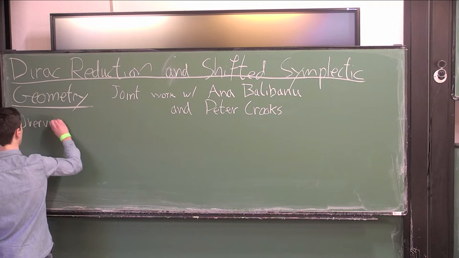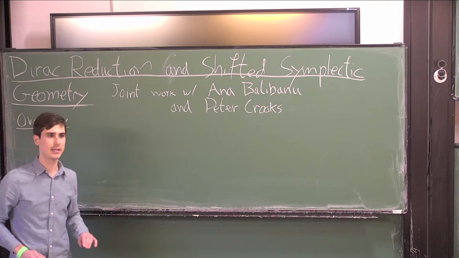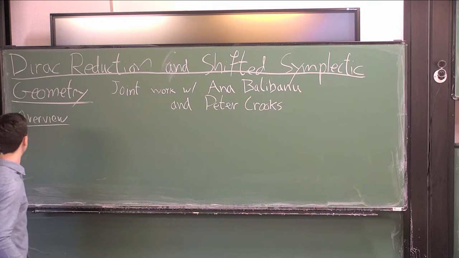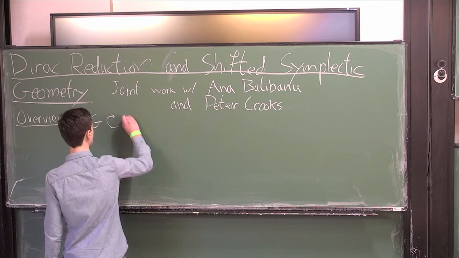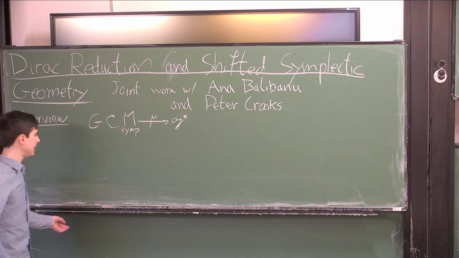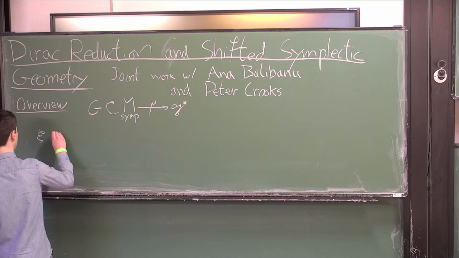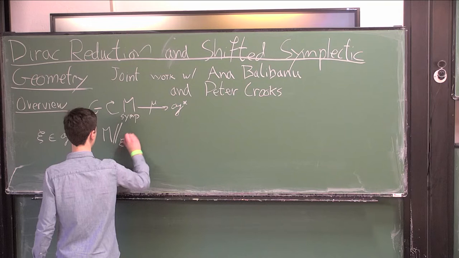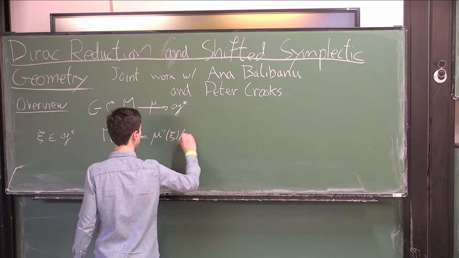Explaining this construction in a very special case, and then moving to more general Dirac reductions. So we start with a basic setup of a Lie group G acting on a symplectic manifold with a moment map mu to the dual of the Lie algebra, so basic stuff. And for a point xi in the dual of the Lie algebra, we have symplectic reduction at xi, where you take the preimage of xi under the moment map and mod out by the stabilizer subgroup at xi.